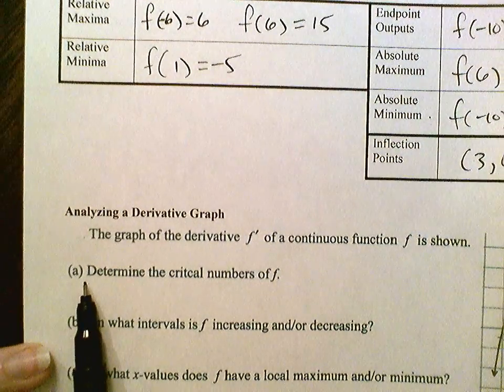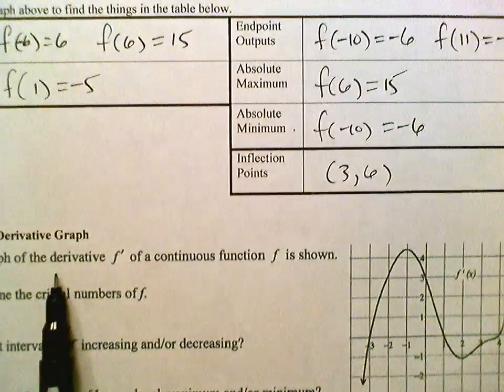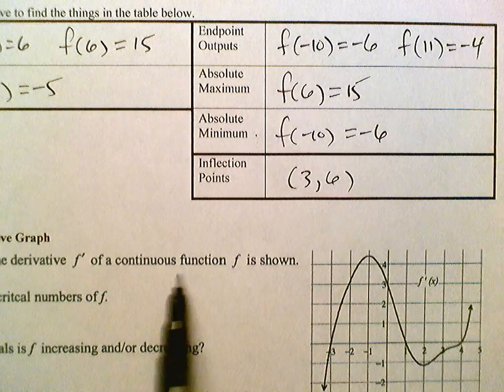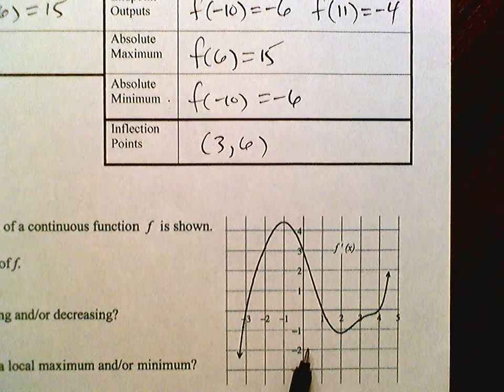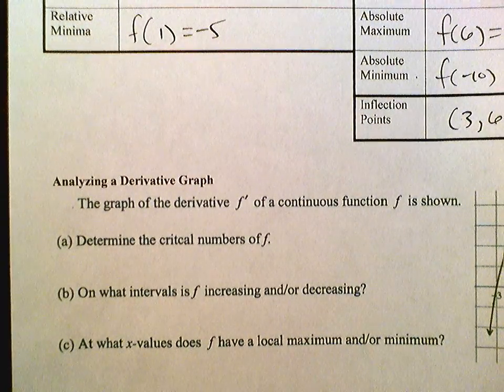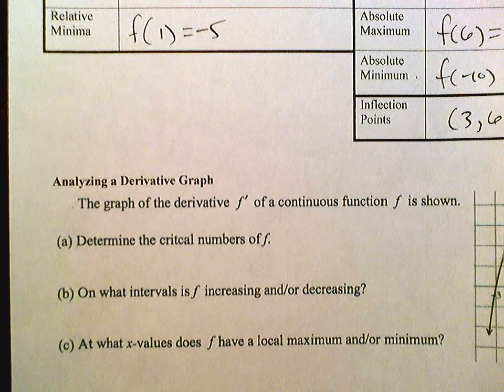Okay, so here, first we're going to determine the critical, well, let me read this. The graph of the derivative f prime of a continuous function f is shown right here. So that's f prime's graph. Determine the critical numbers of f. Well, the critical numbers of f, guys, if you remember, are where f prime equals 0 or is undefined.